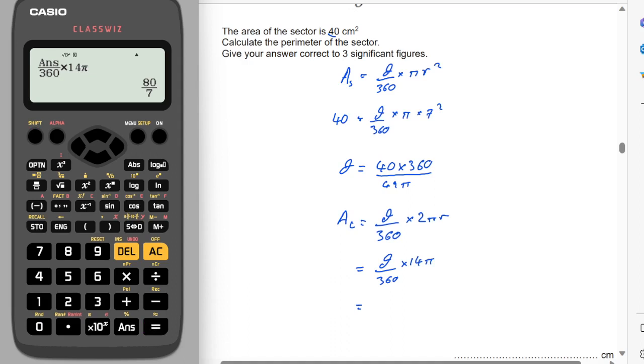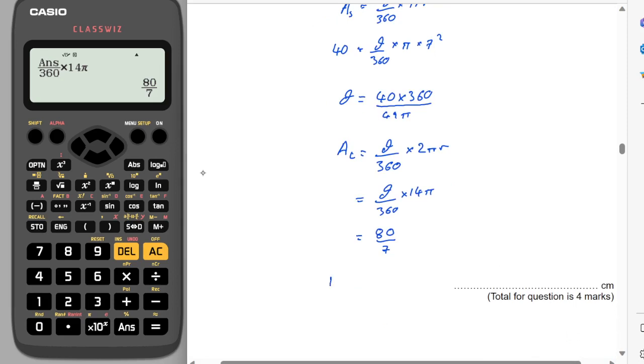Yeah, there we go. So 80 over 70, which does work, because 360 divided by 360 would cancel each other out. The pi's would cancel each other out, and then we've got 2 times 80 divided by 14, which would cancel with the 49. So that's 80 over 7 for the arc length, sorry.